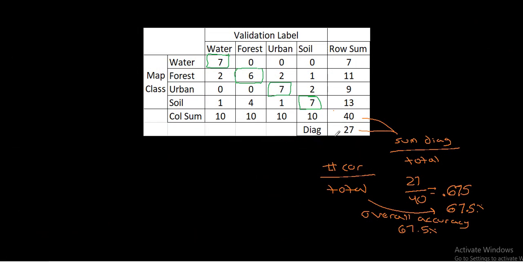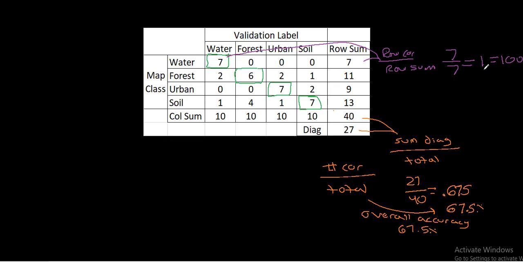Right, I want to look at going across a row. So if we take, for water, for example, the row correct, which I'm going to call row core, divided by row sum, right, so we're pulling this number here, and we're pulling this number here. If we do that, we get 7 over 7, which is equal to 1, which is equal to 100%. I'm realizing the percent sign might be cut off a little bit, but it's 100%.